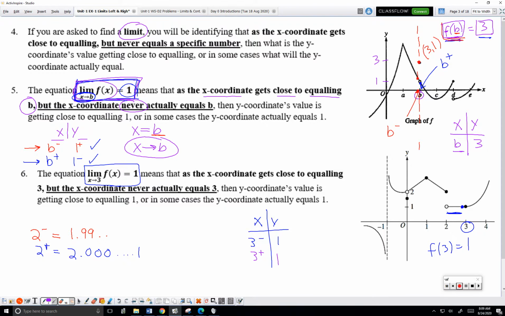It really is. Because in reality, Emily, they're never going to test you on this. This is just your thinking. They're going to test you on this. They want to know if x gets really close to equaling 3, what do we observe the y-coordinate doing? We observe the y-coordinate getting really close to 1.